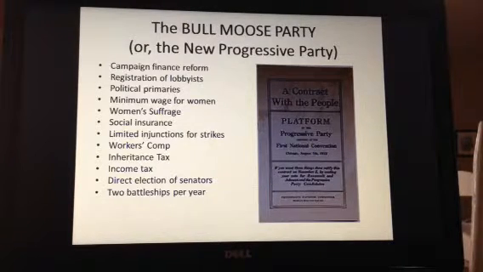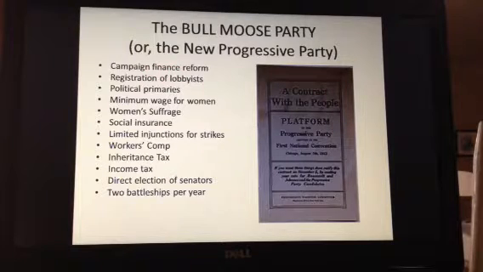Here is a copy of the platform of the Progressive Party, also known as the Bull Moose Party, the New Progressive Party. These are the things that they wanted. Remember, this is Teddy Roosevelt's party. A lot of these things were things that the populists had been seeking in the Populist Party back in the 1890s.